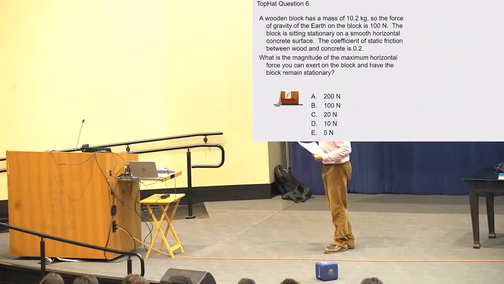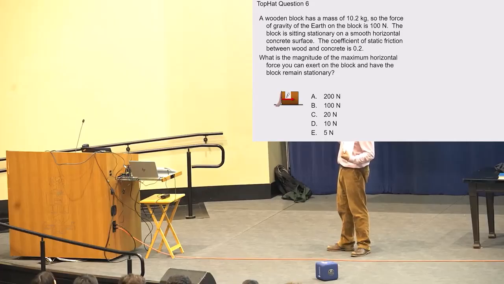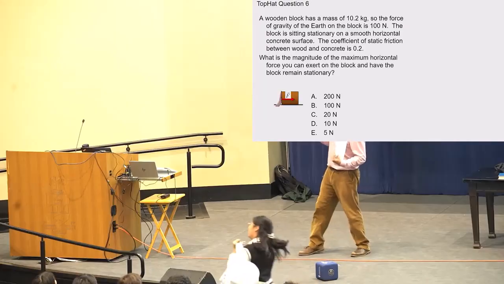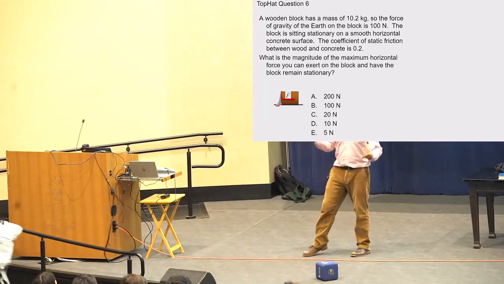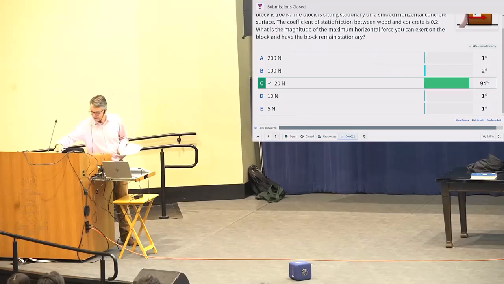A wooden block of mass 10.2 kilograms has a weight of 100 newtons. The block is sitting stationary on a smooth surface. The coefficient of static friction between the wood and concrete is 0.2. What is the maximum horizontal force you can exert on the block and have the block remain stationary? 20 newtons. There we go. Okay, you guys got it.